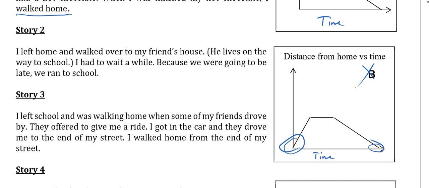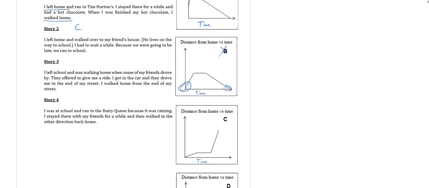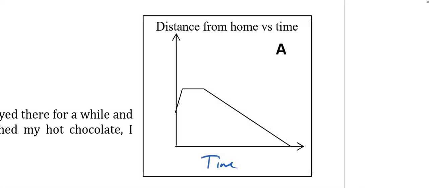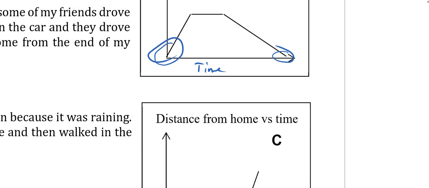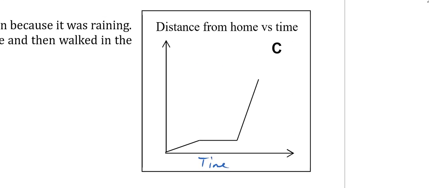Okay, how about story 2? Somebody help me out with story 2. Jamali, C. Why'd you pick C? Okay, so I'm going to look at all 4 graphs. Where does A start? Not quite at home. B's already done. Where does D start? Not at home. So it looks like C is the only one left after that first phrase. We kind of know, oh, it must be C.